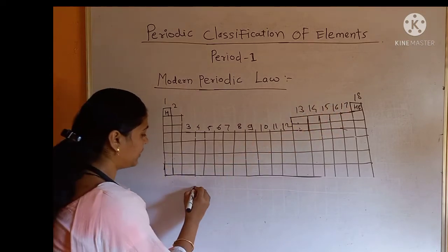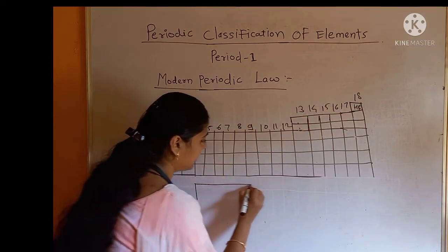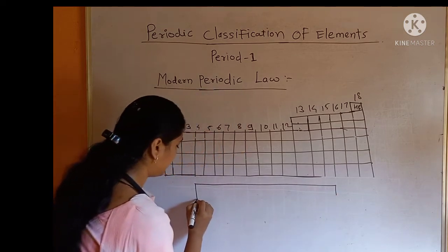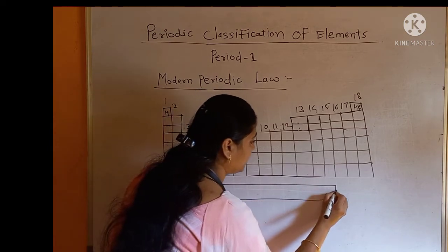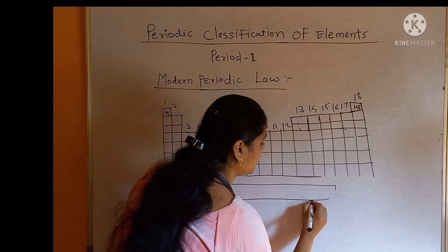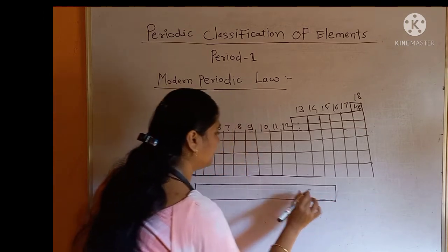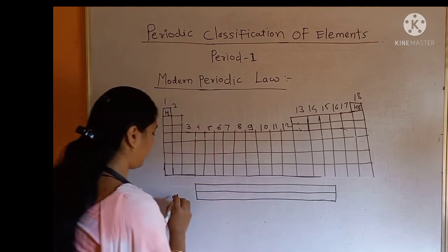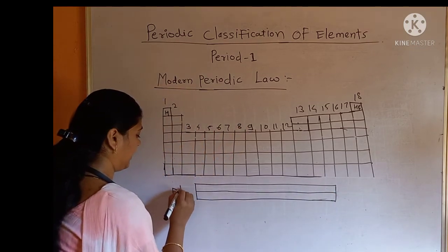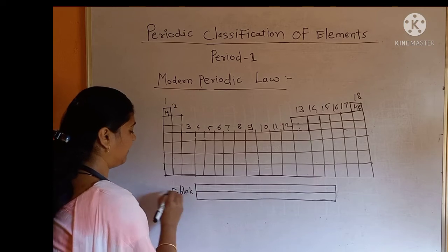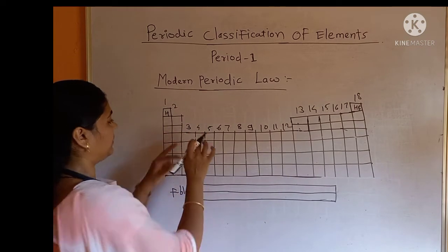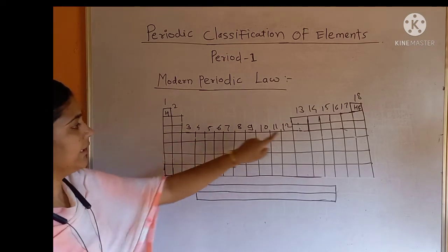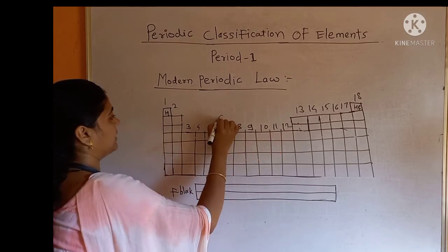At the bottom of the periodic table, this is also part of the 7 periods, but their properties are different, so their position is mentioned at the bottom of the periodic table, and these are called the F block elements. Group number 3 to 12 is called the D block element.